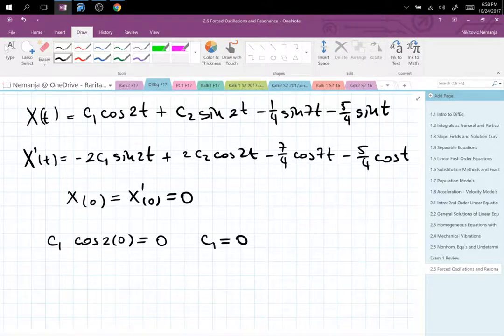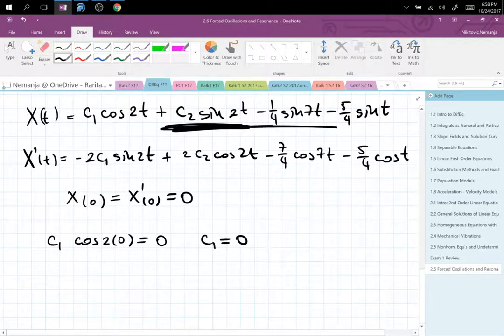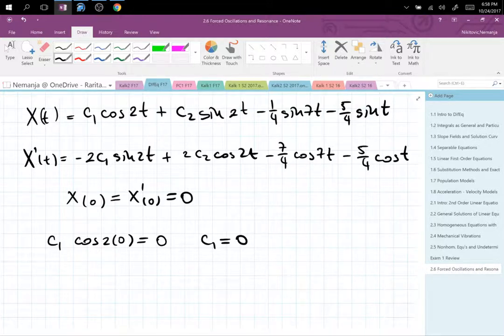So sine of 0 is 0. Sine of 0 is 0. So all three terms die. And cosine of 0 is 1. So you have c1 equals 2. But we had 0 there. I hope. Let me check. Which problem are we working on? Problem number 2. Yep. There we go.